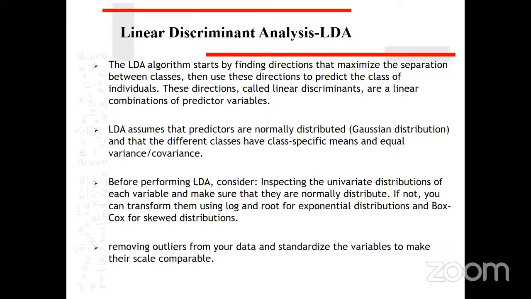Then different types of discriminant functions are there. First one is linear discriminant analysis. This algorithm starts by finding the direction that maximizes the separation between the classes, then uses this direction to predict the class of individuals. These directions are called linear discriminants and are linear combinations of predictor variables. Linear discriminant analysis assumes that predictors are normally distributed and the different classes have class-specific means and equal variance-covariance, that is homoscedasticity. Before performing linear discriminant analysis, we should inspect univariate statistics to check whether the independent variables are normally distributed or not. If not, then we can go for some transformation. We should look for the outliers and we need to remove them.